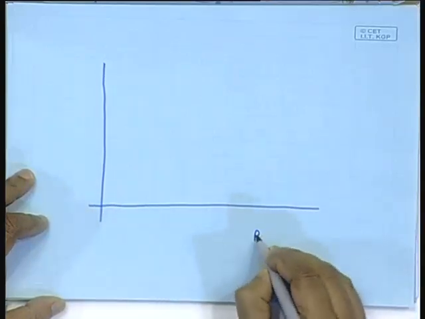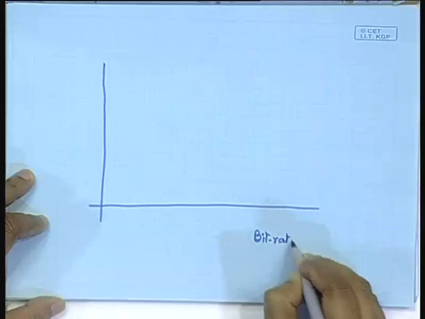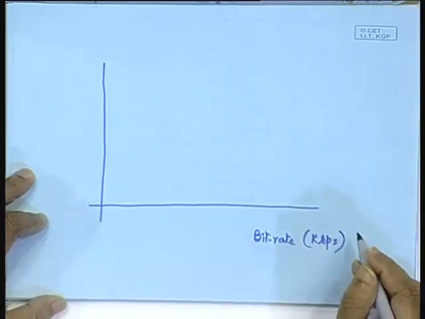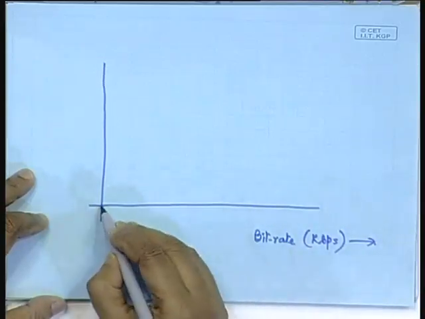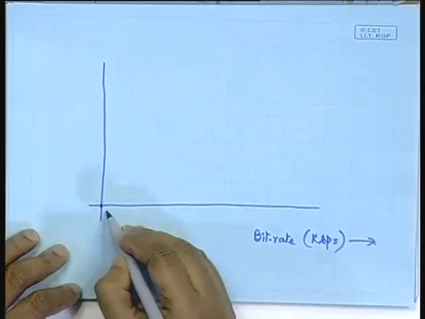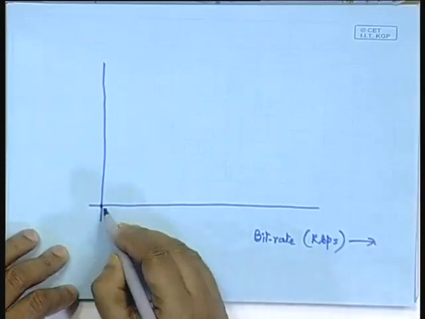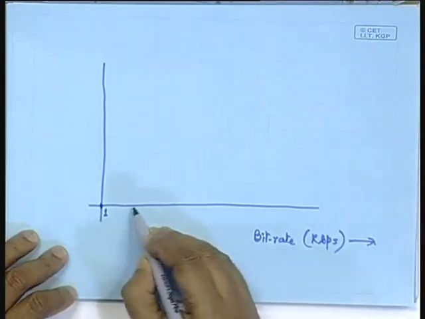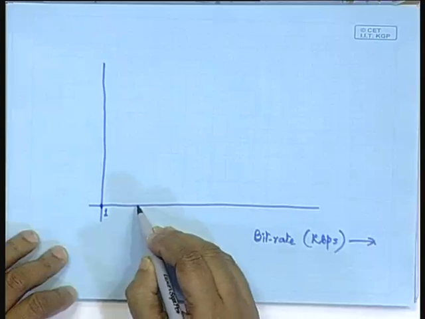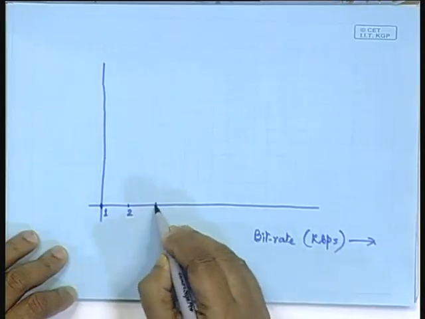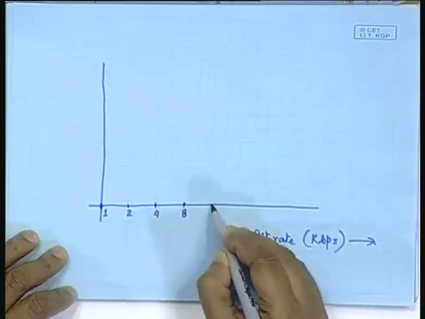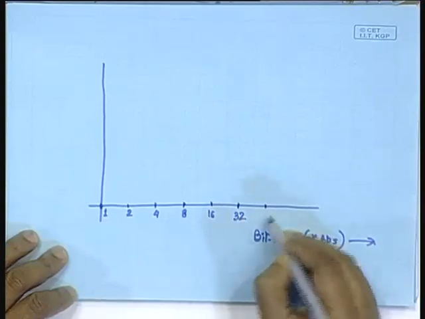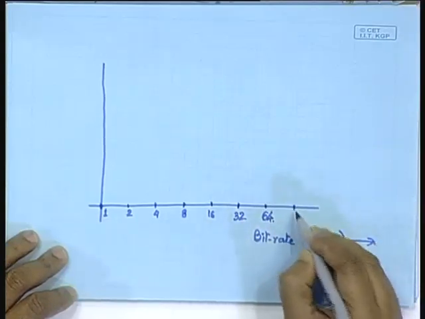Just plot on the x axis the bit rate, and the bit rate we indicate in units of kilobits per second. And what we do is that we choose a logarithmic scale to represent this. So here I wrote 1, which means 1 kbps, and then we just keep dividing into regular intervals. This is 2, this is 4, this is 8, this is 16. So you can understand that it is divided in logarithmic scale: 32, 64, 128 and so on.